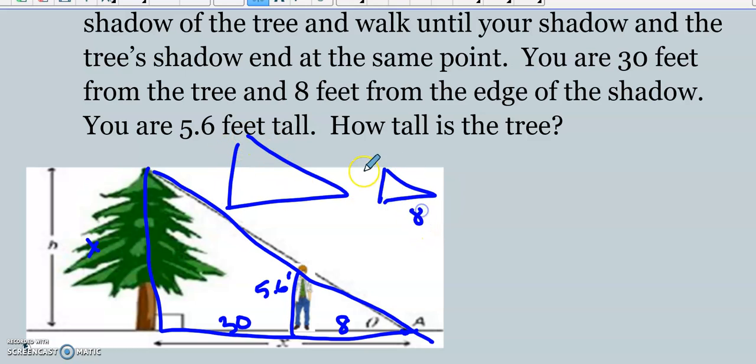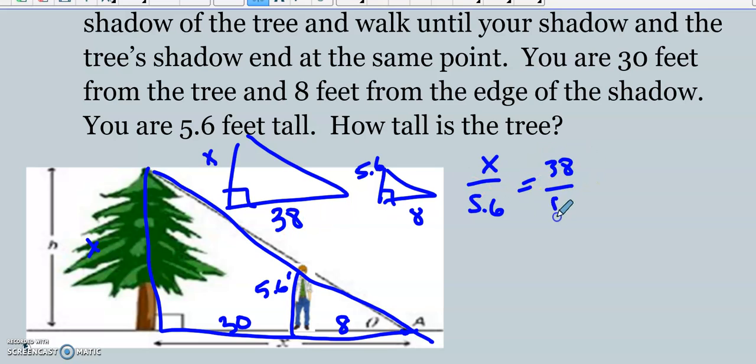So this is 8, this is 5.6, this is x, and be careful, you want to add that 30 and 8 together to get 38. And so we're going to say x is to 5.6 as 38 is to 8. Height is the height as shadow is the shadow, or you could say height is the shadow as height is the shadow. Cross multiply, you'll get the height of your tree.